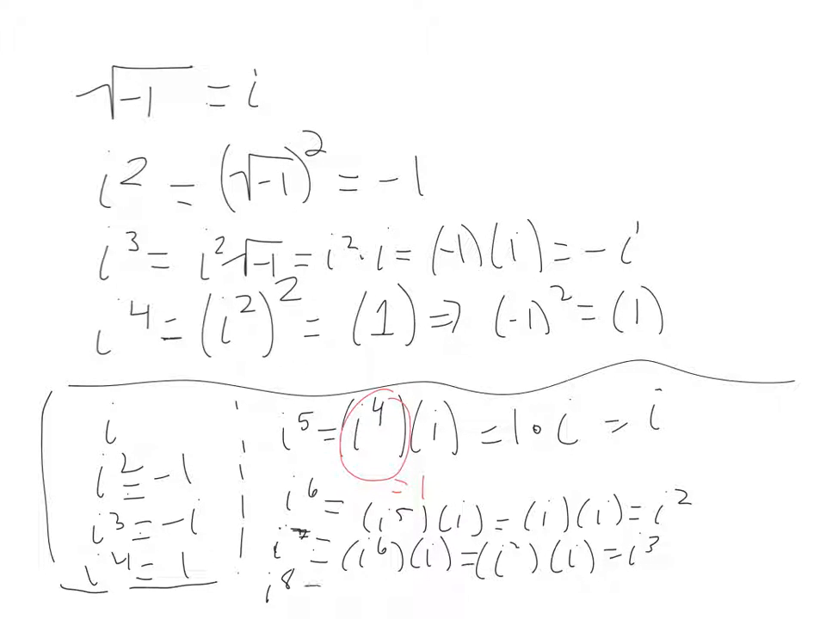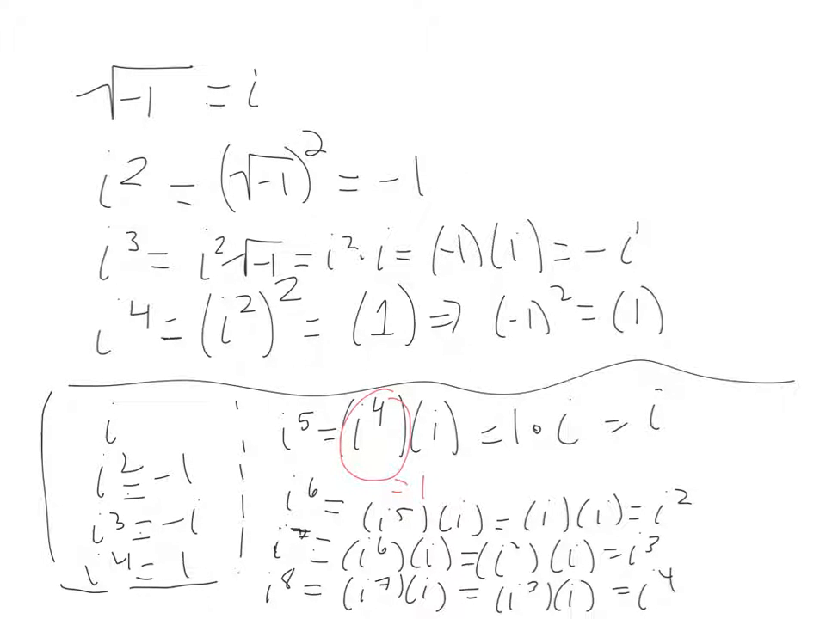And i to the eighth is going to be i to the seventh times i, which is i to the third times i, which is i to the fourth. Oh, so look, now I've got, again, i squared, i to the third, i to the fourth. So if you keep going by powers of i, what you're going to see is that they're all some form of i, i squared, i to the third, or i to the fourth.